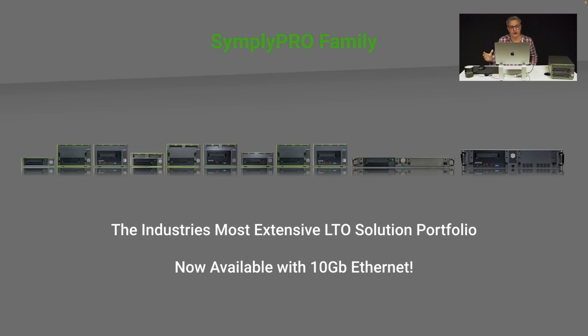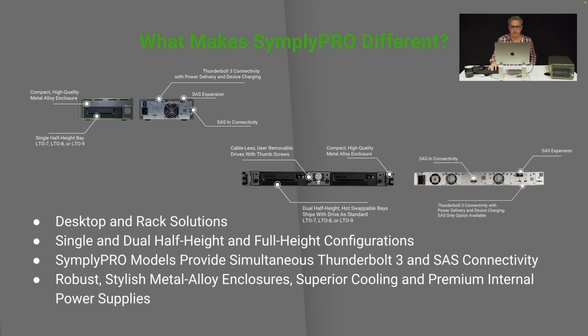So what I'm going to show you in the next slide is what makes SymplyPRO a little bit different from their competition. Those of you that are familiar with the range will know that we have both desktop and rack mount solutions, pretty standard, dual half height drives or dual full height drives. For those of you not familiar with the different technologies, a full height drive, as the name suggests, is a larger form factor, and that brings two things. One, it brings higher performance, so you get 400 megabytes a second native or uncompressed performance versus 300 megabytes that you would get on a half height drive from an LTO 7, 8, or 9.